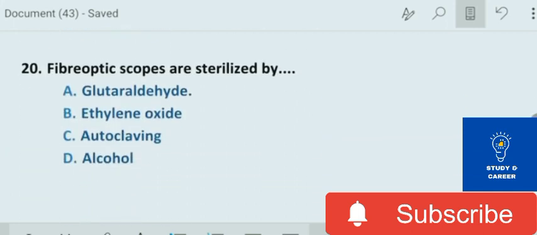20th, fiberoptic scopes are sterilized by: A. glutaraldehyde, B. ethylene oxide, C. autoclaving, D. alcohol. So fiberoptic scopes are sterilized by glutaraldehyde. A is the right answer.